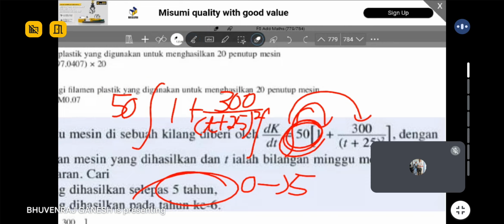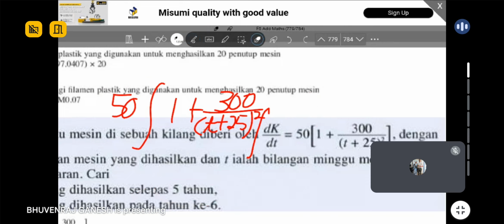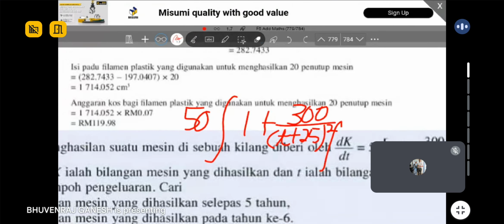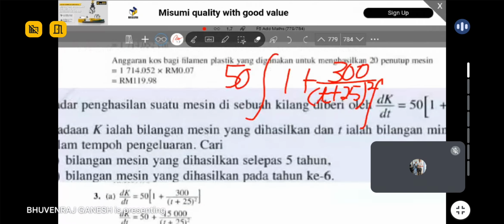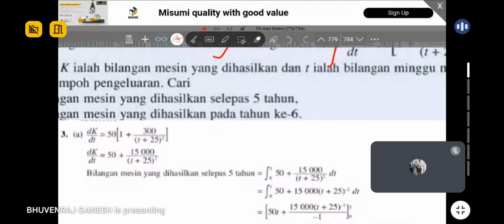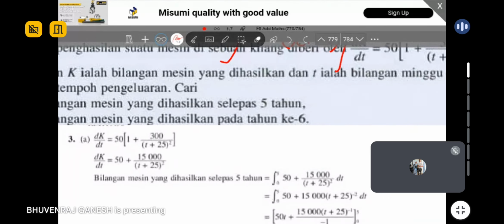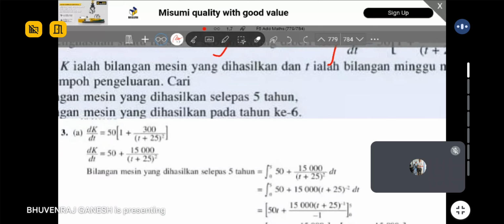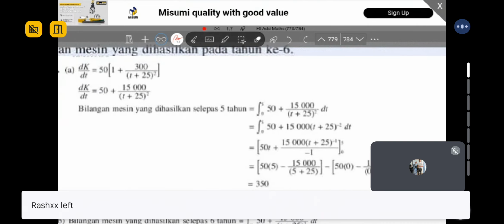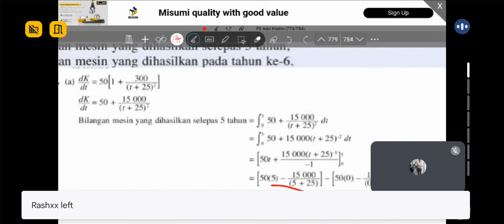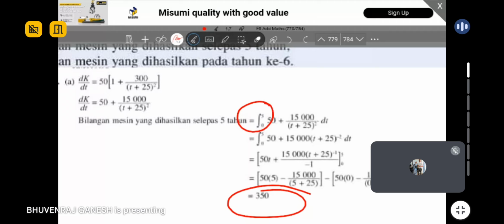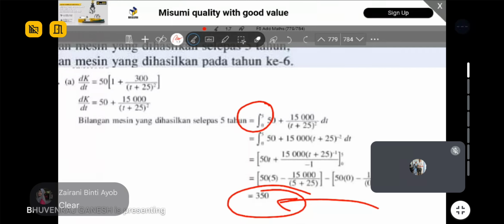Okay guys, so two methods. Which one you want to choose? Both also can. Dua-dua pun boleh. Difficulty wise also same. Sama sahaja. Okay, so you can use this method. This method, kembangkan masuk 50. Okay, the times inside. So you just integrate as usual. So final answer, you will get 350, limit 0 sampai 5. Okay guys, are you clear how to get this answer? Any problems? This one is the basic integration, so you must know.